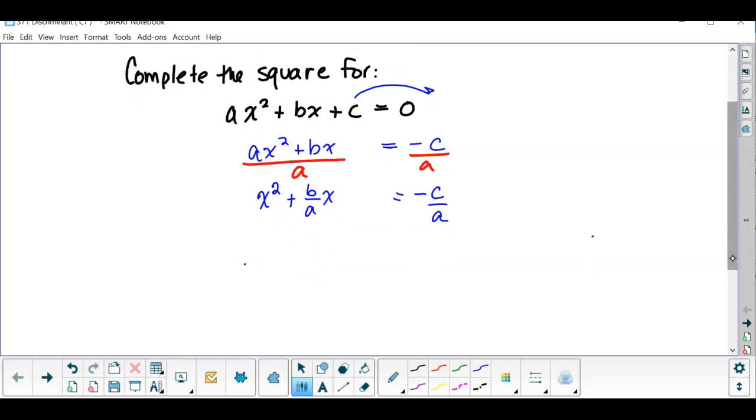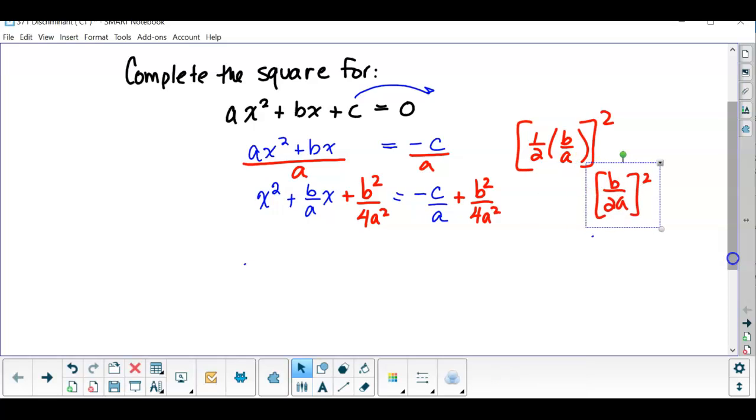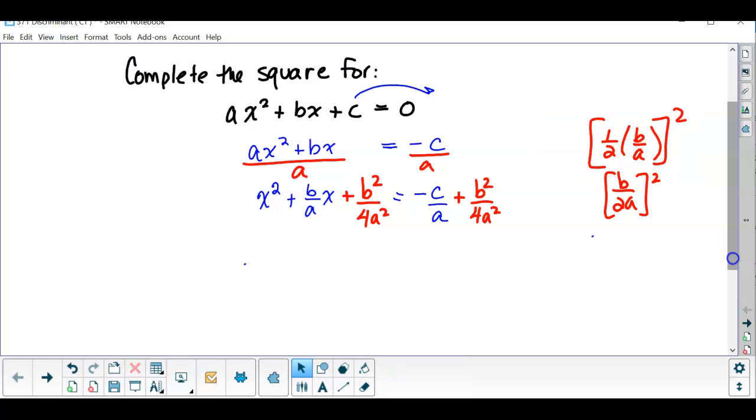Then, to get that constant term that we're adding to both sides, we have to take half of the coefficient of x, which is b over a, and then square it. Okay, well, what is that? Half of b over a is b over 2a. Squaring that is going to be b squared over 4a squared. We do it there, we have to do it here. Move this over. Okay. So we took half of the coefficient of x and squared it, added it to both sides of the equal sign. Then we have to factor the left side.